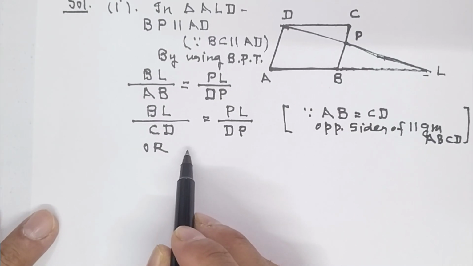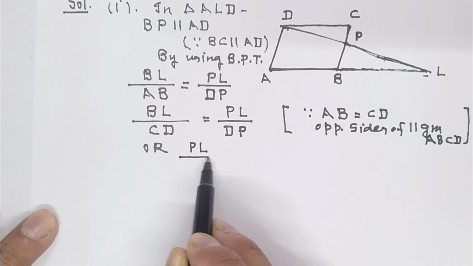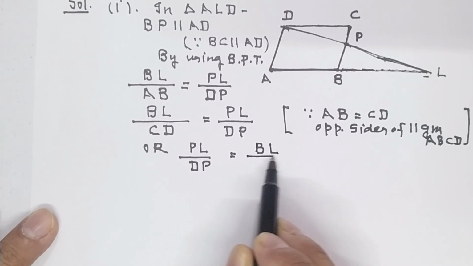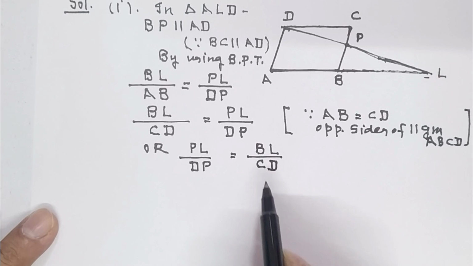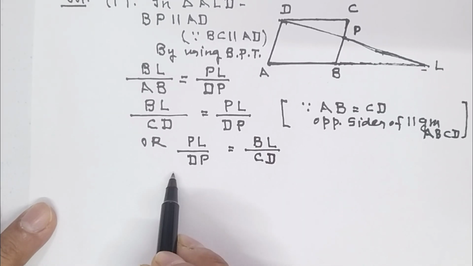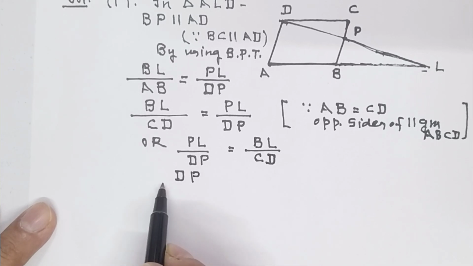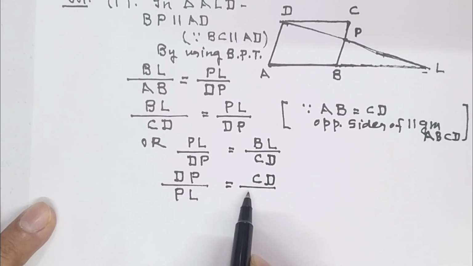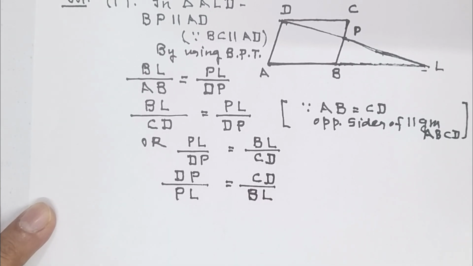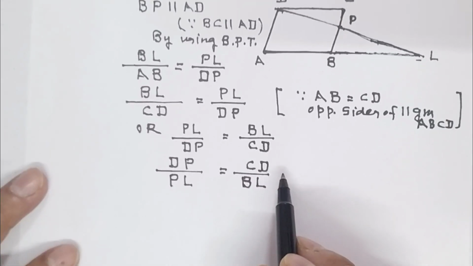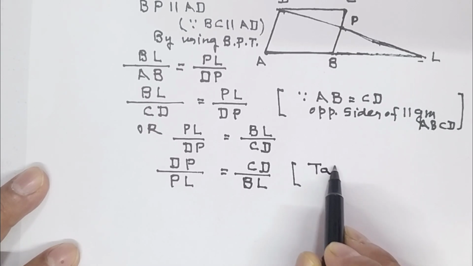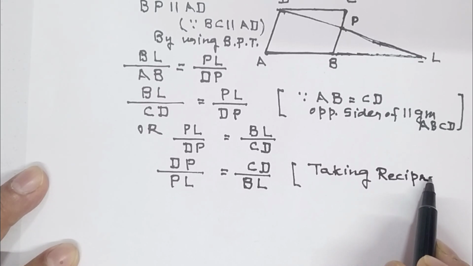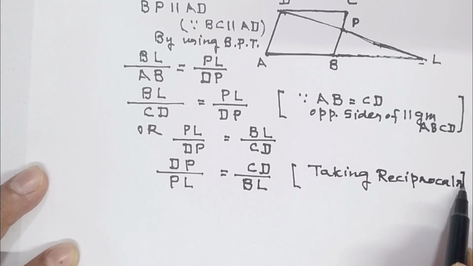Now you need to change the sides. PL upon DP is equal to BL upon CD. Now take the reciprocals of these. This is DP upon PL is equal to CD upon BL. So we have got result number 1. Here what we have done, taken reciprocals. So you can write here taking reciprocals. Everything you must mention in the bracket which you are doing.